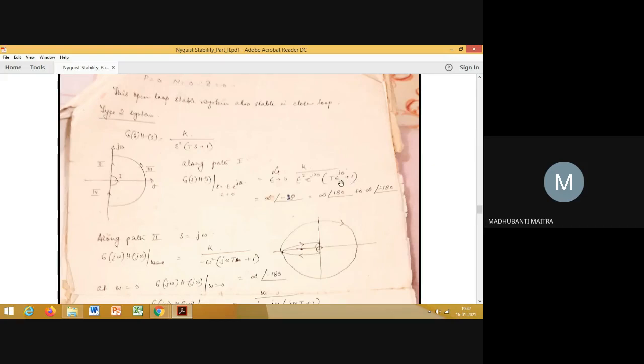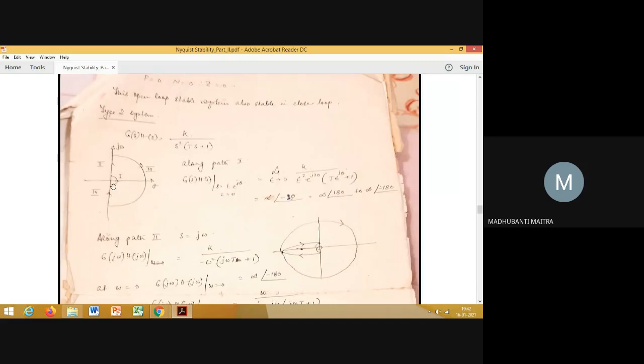Okay. Now this one is epsilon e to the power j theta. Yes, ma'am. Now since epsilon is tending towards 0, hence this term is negligible compared to this one. So we are left with limit epsilon tending towards 0, k by epsilon squared e to the power j2 theta. So since epsilon is tending towards 0, hence the magnitude of GH phasor will be infinite, and its phase angle will be given by -2 theta.